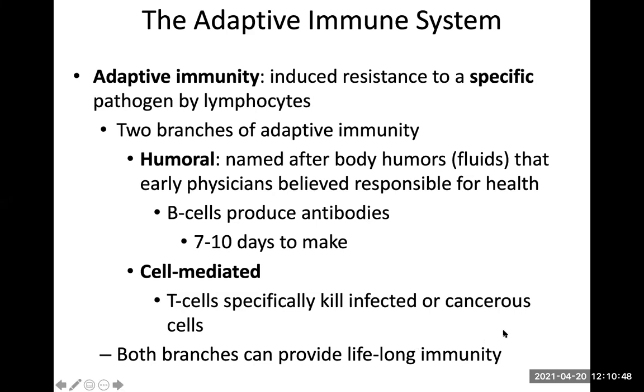And so again, remember that both of the branches are part of the adaptive immune system, so therefore they're capable of providing lifelong immunity because it's specific, and there typically will be a memory response that gives you that specific protection long term.